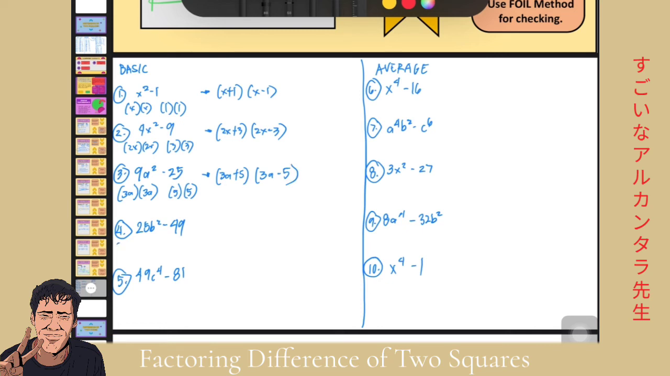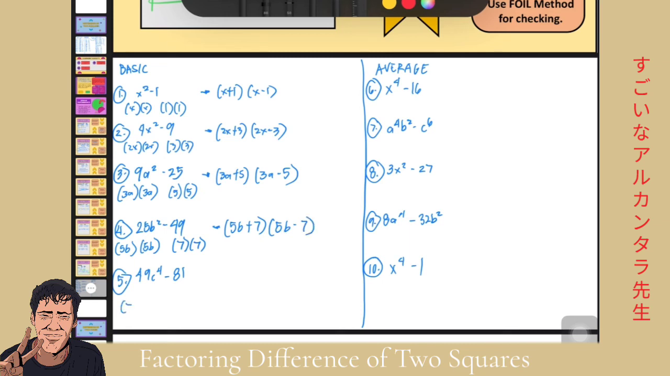For number 4, this is 25b squared, so 5b times 5b. For 49, that's 7 times 7. Therefore, you can have here 5b plus 7 as your first binomial, and then 5b minus 7.